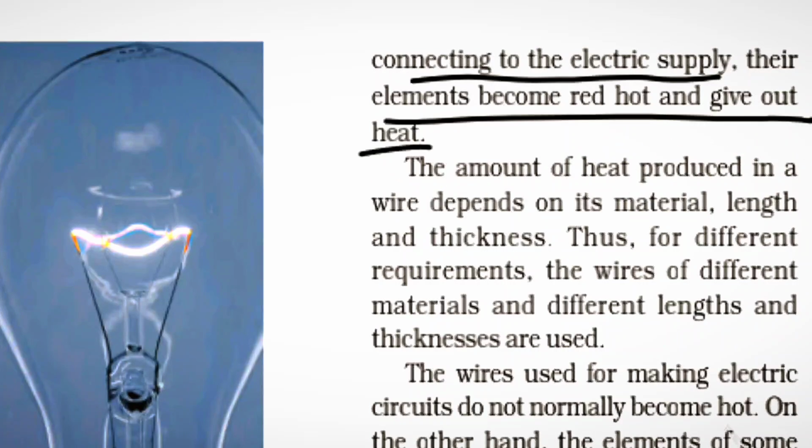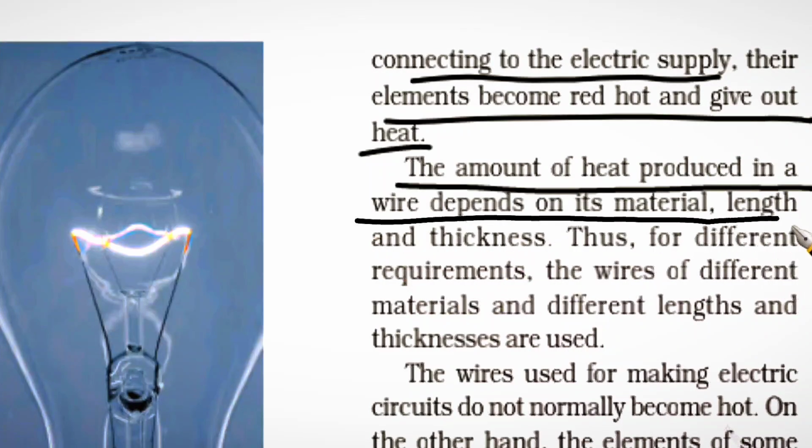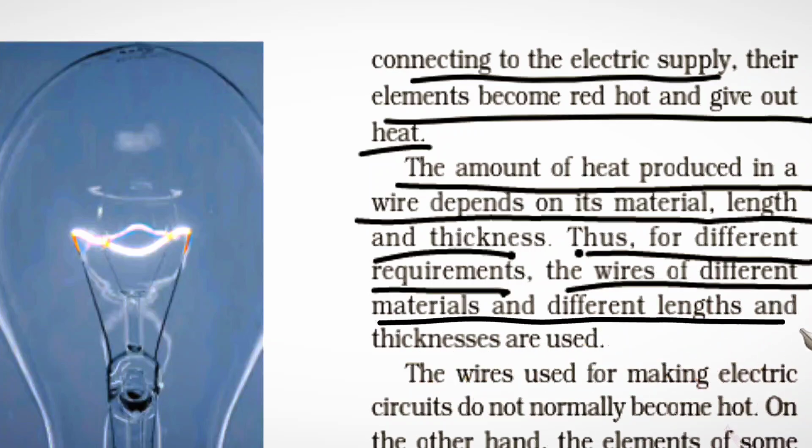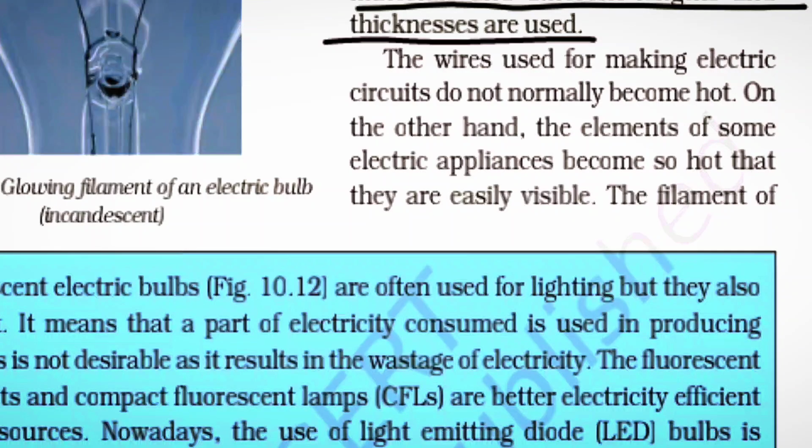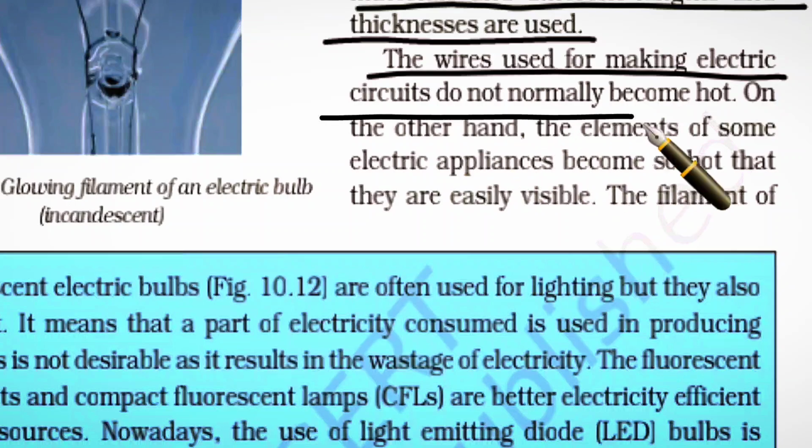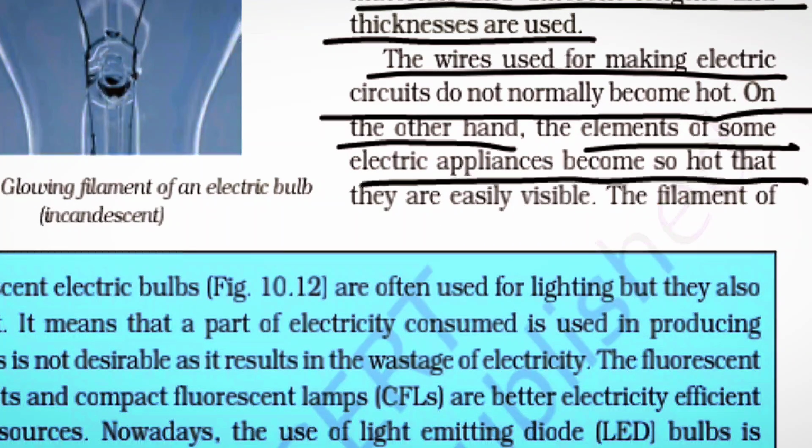The amount of heat produced in a wire depends on its material, length and thickness. Thus, for different requirements, wires of different material, length and thickness are used. The wires used for making an electric circuit do not normally become hot. On the other hand, the elements of some electric appliances become so hot that they are easily visible.